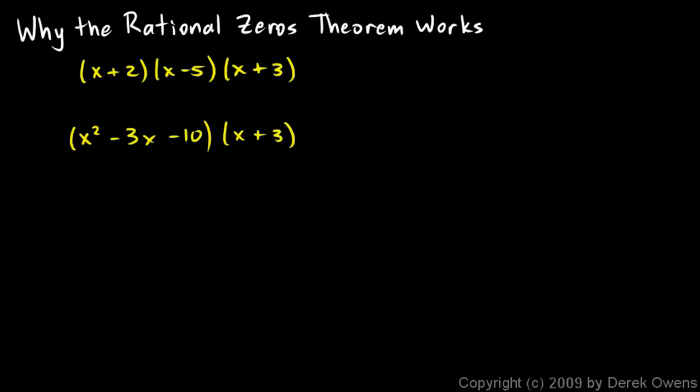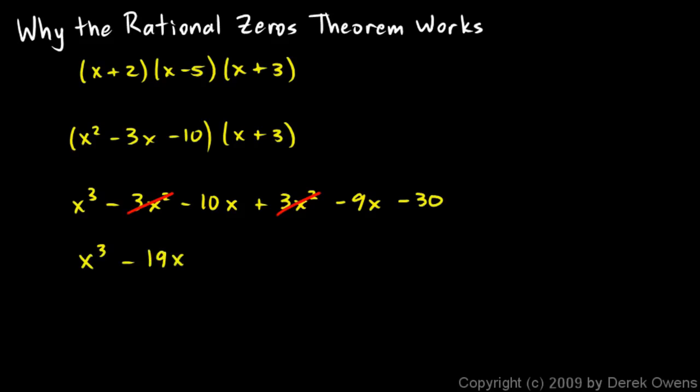I get x times this is x cubed, then minus 3x squared minus 10x, and then a plus 3x squared, and then a minus 9x, and a minus 30. And these cancel out, the minus 3x squared and plus 3x squared. That's kind of nice. Doesn't always happen that way, but it did here, which is fine. And we get an x cubed minus 19x minus 30. Now we ended up with a 30 as the constant term. Now, where did that 30 come from? Well, that 30 right here came from up here.